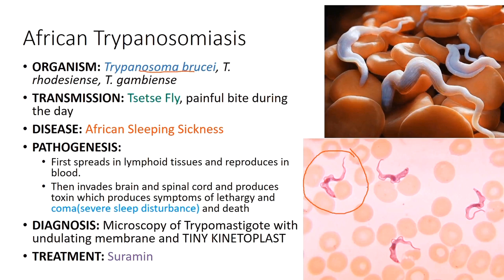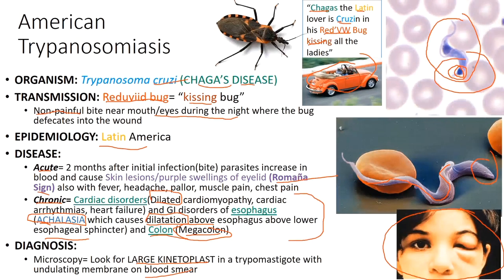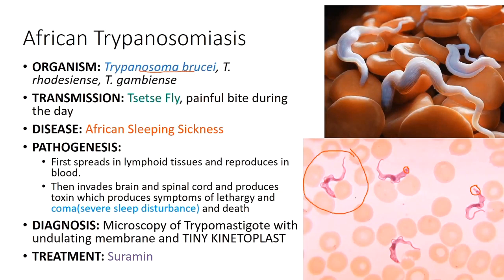And this guy, do you even see the kinetoplast? Yeah, this little tiny thing right here. So that's this little tiny kinetoplast. And that's how we differentiate the two, because this guy has a very large one. It's huge. Even, I mean, we're not that much higher in magnification. But this guy, you can barely see it. It's just this little tiny thing. And that is your African trypanosomiasis.